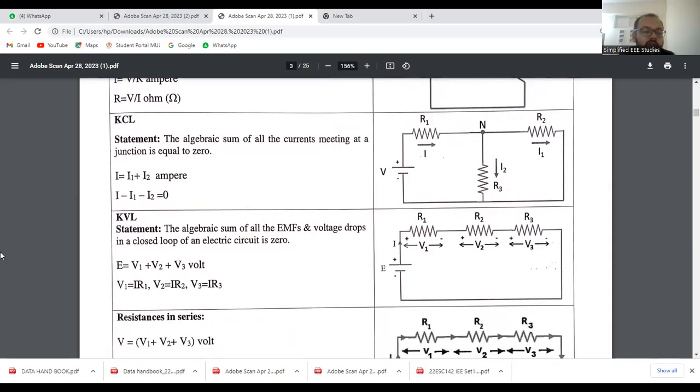Fine. Then KVL is also directly provided. So what is KVL? The algebraic sum of all the EMFs and the voltage drops in a closed loop of an electric circuit is equal to 0. For your reference, they have given one circuit diagram. It's a series circuit with a loop formation, and they have clearly explained how to apply KVL. So easily you can elaborate it. Try to elaborate. Don't directly copy, but try to elaborate it. So moving on to the discussion.